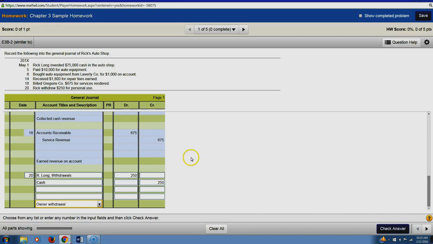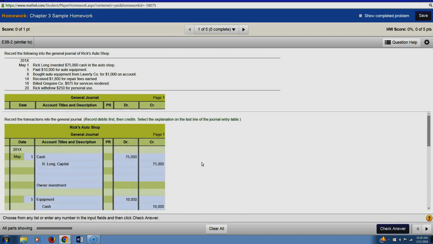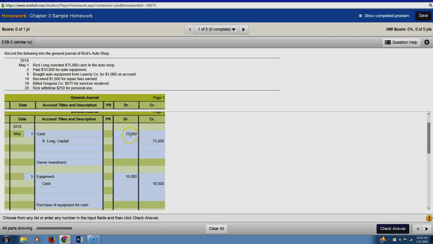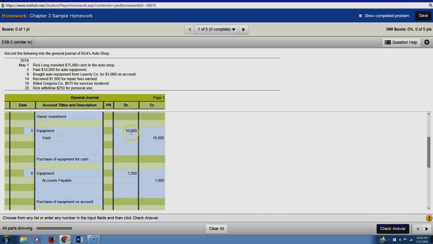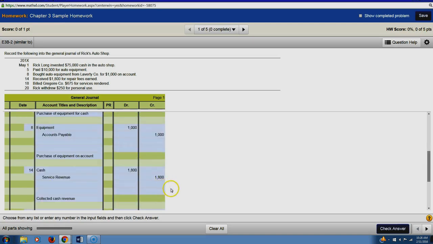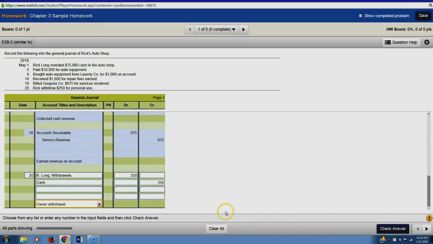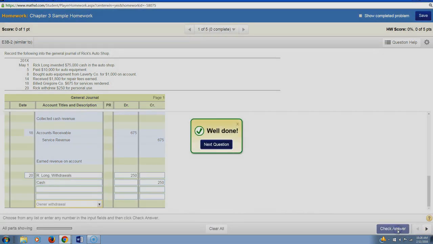would be to post the journal entries to the general ledger, which means a $75,000 debit would have to be transferred over to the cash account, which would add to the account itself. Same as capital. That credit would add to the capital account in the account itself. Notice that we made 2 debits into the equipment account. Well, after they are transferred to the ledger, the equipment account would show up at $11,000. Okay, so I can't proceed here until I check. I got my explanation in here. How well did we do? Well done.